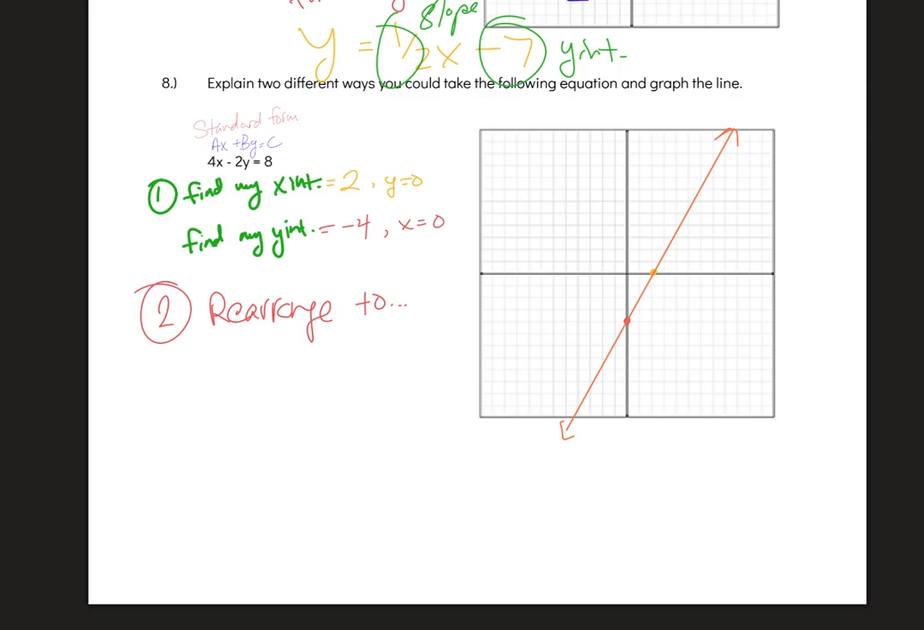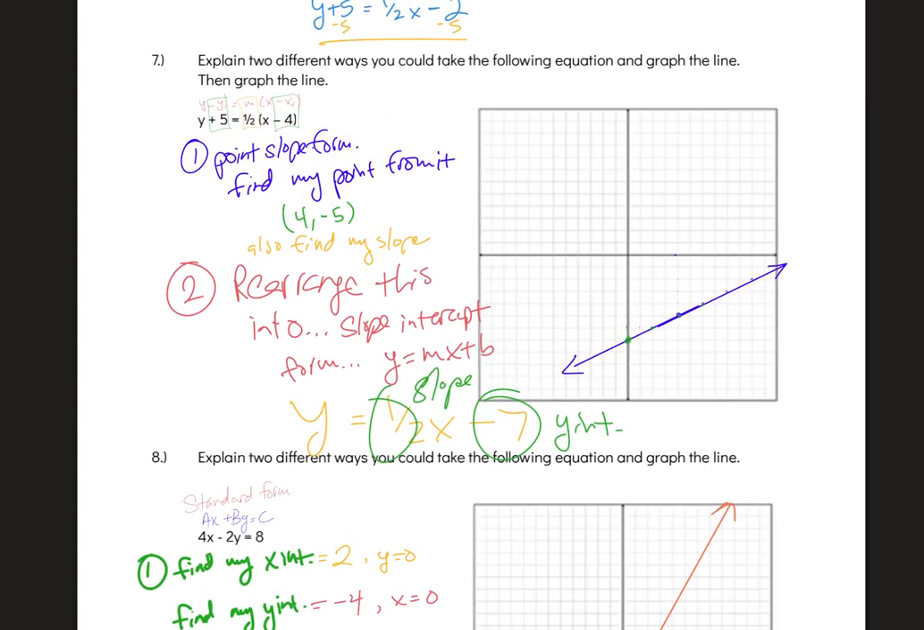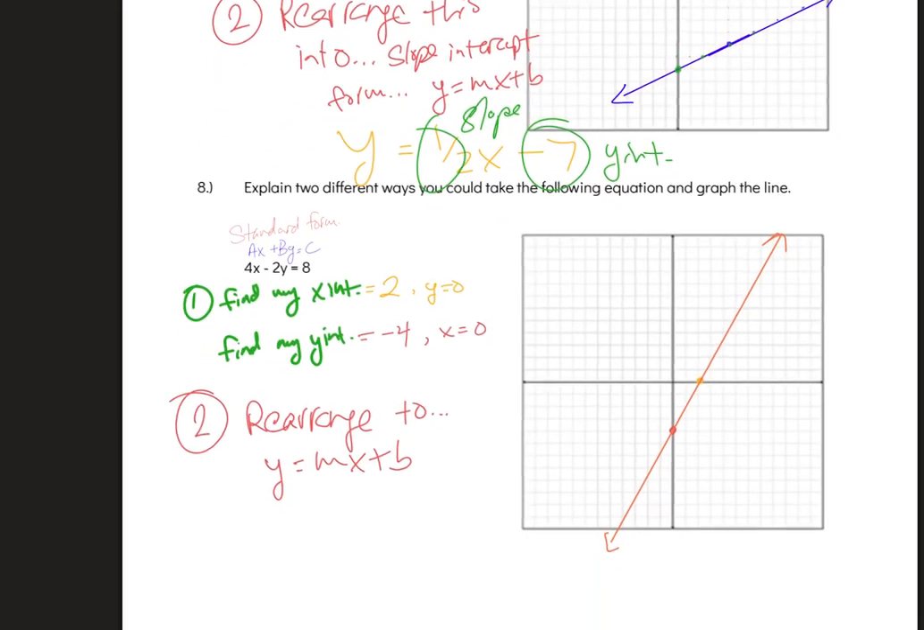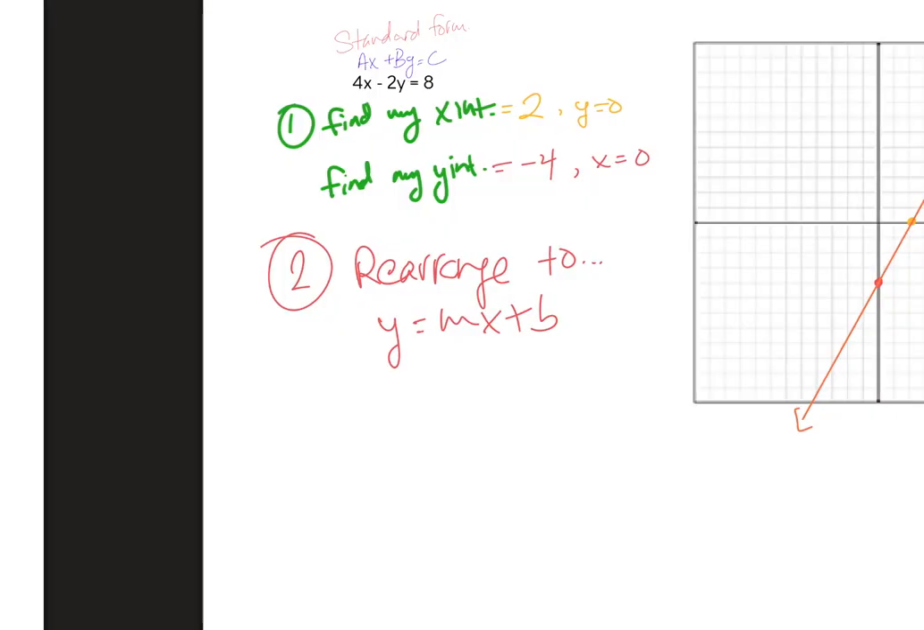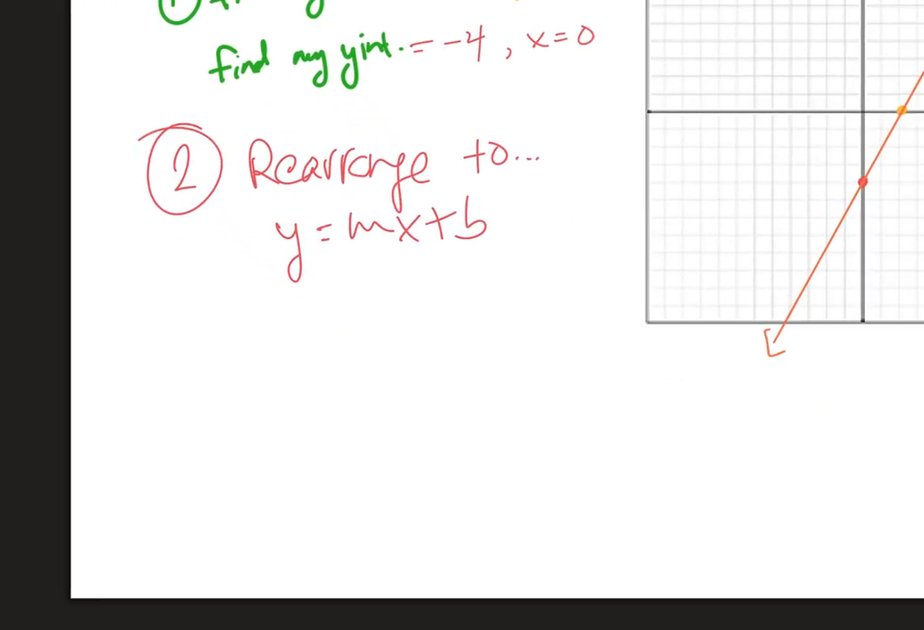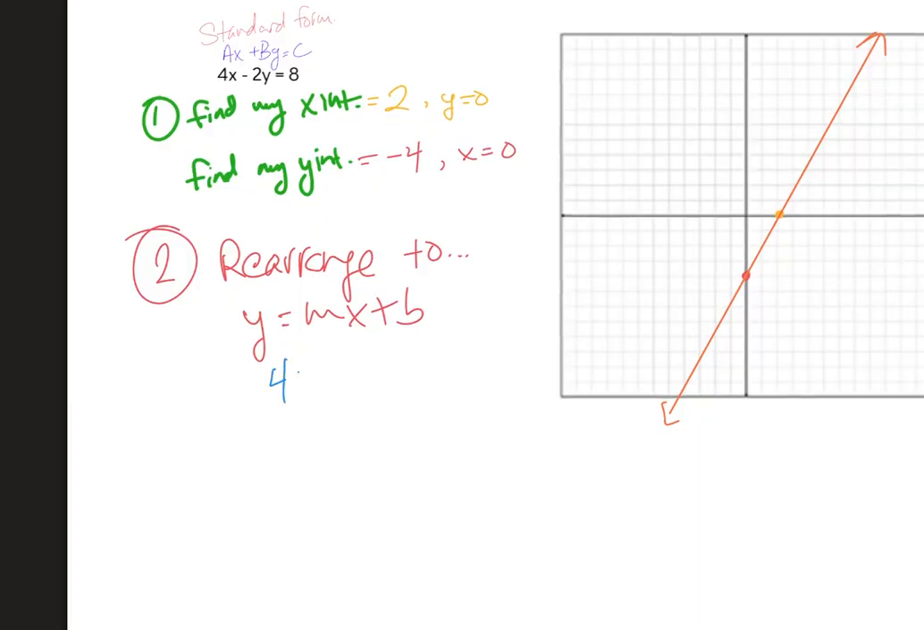For this one, it makes the most sense to me to put it in slope-intercept form. Up here, I had choices. I could have put it in standard form. I've just done this long enough and talked to enough people that they're like, no thanks. Not unless I have to. So here we go, rearrange to y equals mx plus b. So we had 4x minus 2y equals 8.